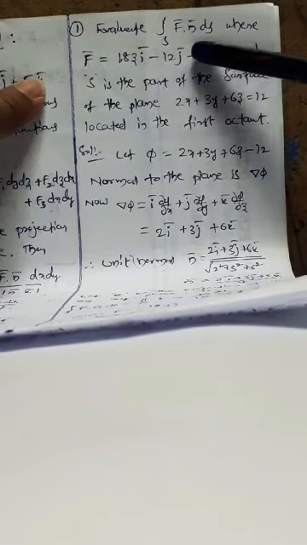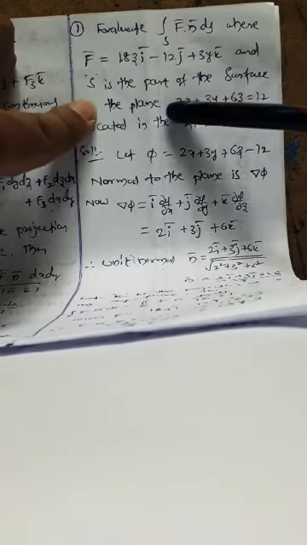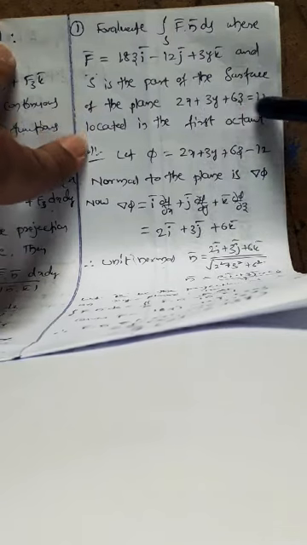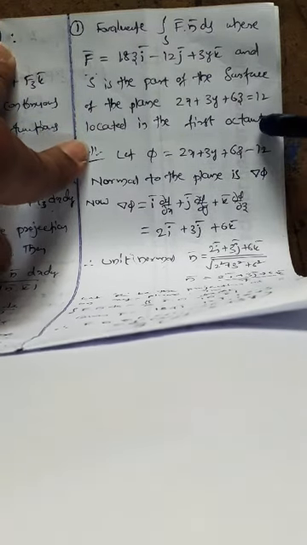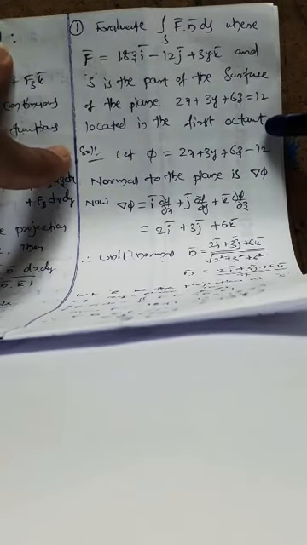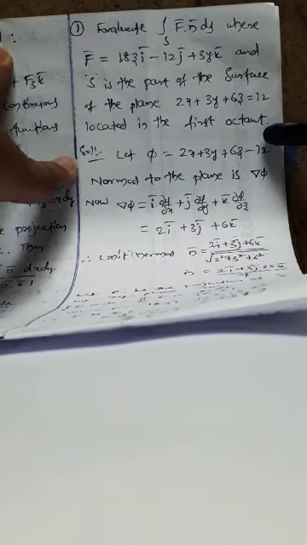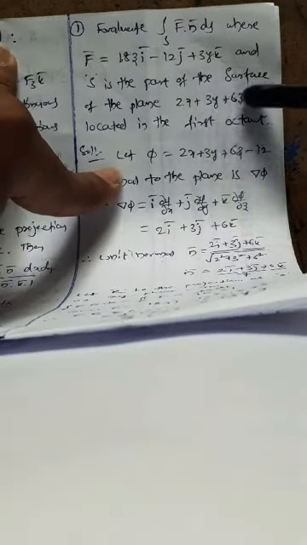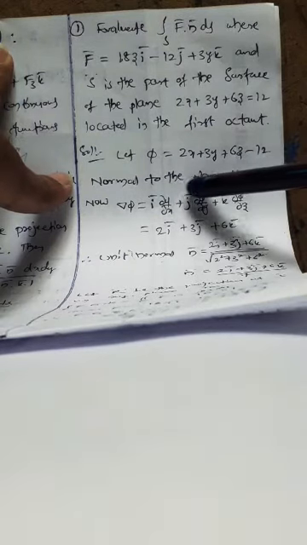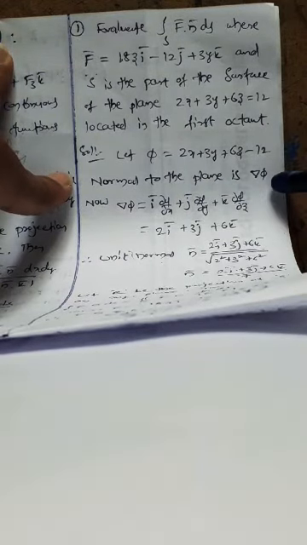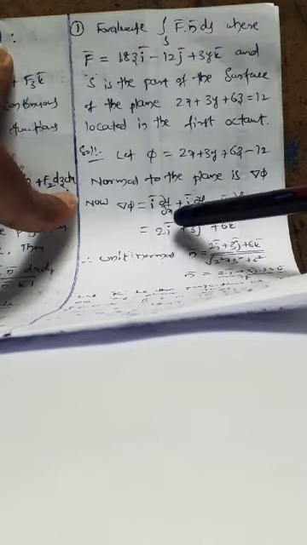Let me see a problem in surface integral. Evaluate the surface integral of F dot n dS where F is given, and S is the part of the surface of the plane located in the first octant. First octant means we can take the xy quadrant, the first quadrant. Let us assume this plane as phi equals the given expression. Then the normal to the plane is del phi, that is i dou phi by dou x plus j dou phi by dou y plus k dou phi by dou z.